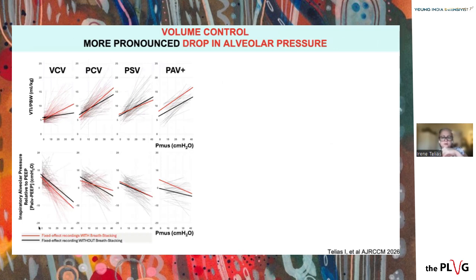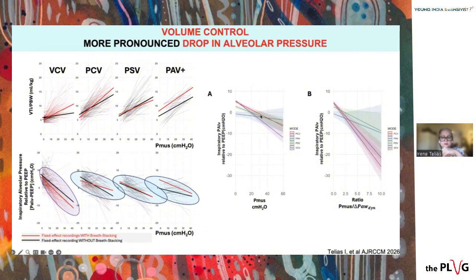What happens with the alveolar pressure, which is the one on the lower panel? As the effort increases, the alveolar pressure becomes more negative. And this is steeper, even more important than what happens with the pressure regulated modes. Why is that? Because on volume control, you're limiting the flow. So the resistive component is bigger, and then when you subtract the resistive component from the airway pressure, you get a smaller value. This is on the A panel. I superimposed all the tracings for all the lines for each of the modes.